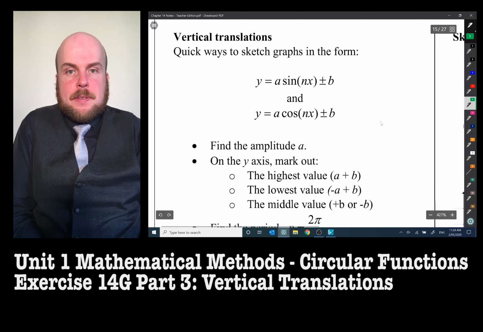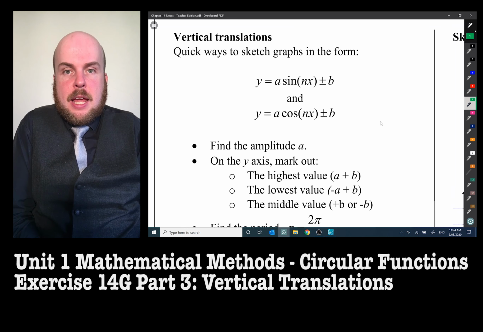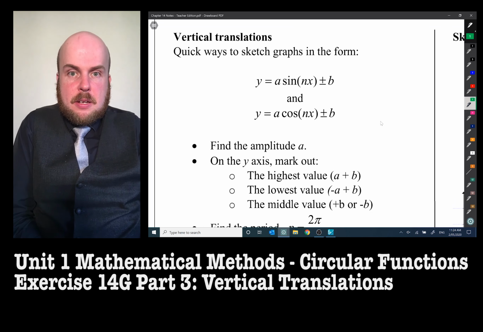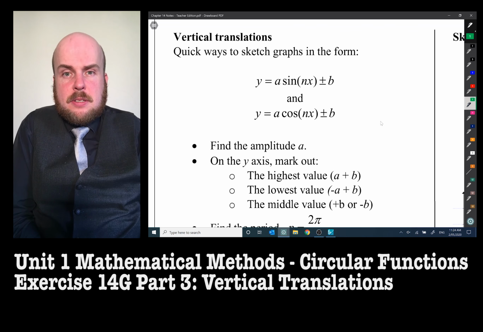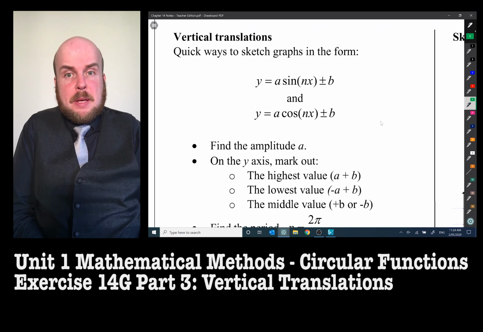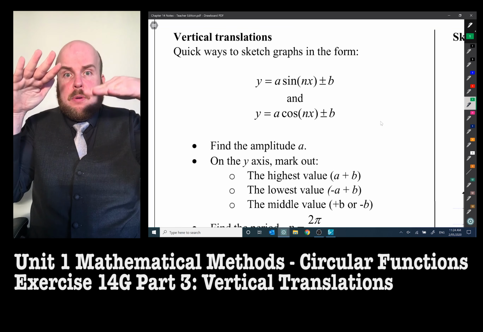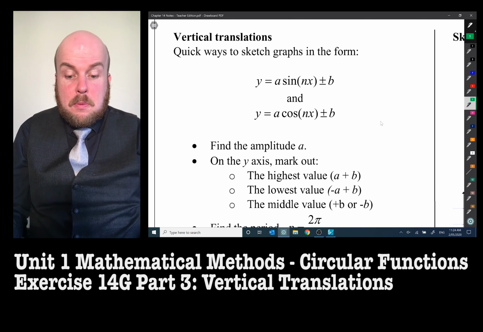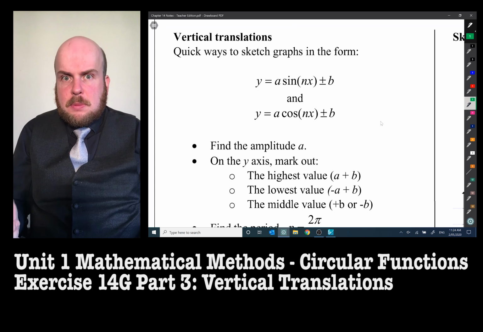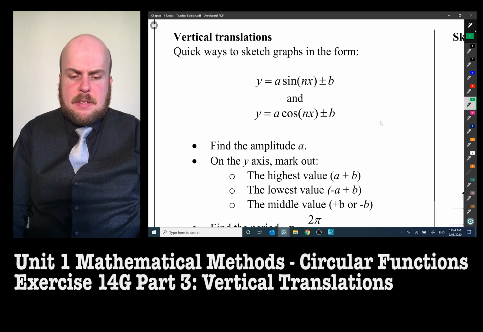Vertical translations. So we have shown how to sketch a sine and a cos graph, and we've got some quick and easy ways to sketch it given that there are no translations. Are there still quick and easy ways to sketch it even if it has been vertically translated, meaning moved up or down? Well, yes. Just some small differences that I would suggest.